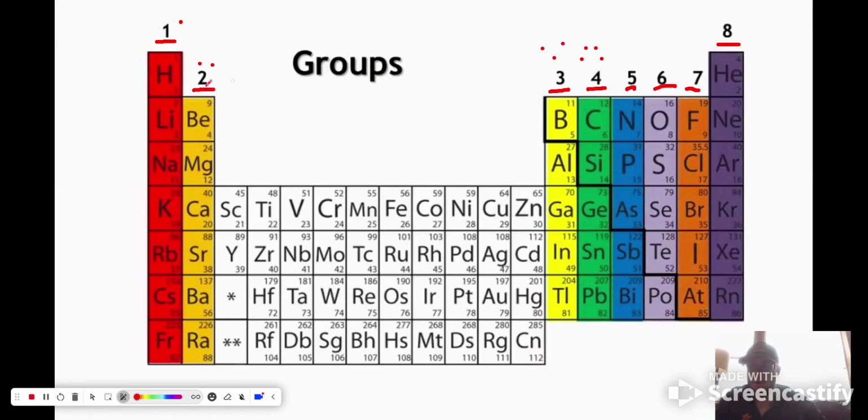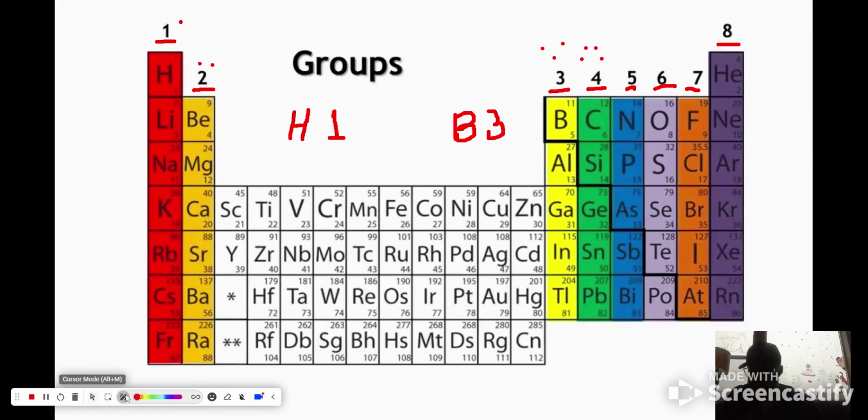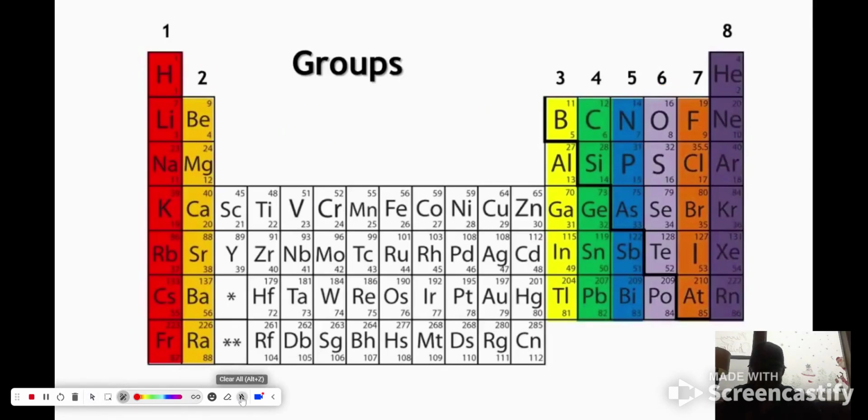So let's say I'm looking over here at hydrogen. I'm just going to draw hydrogen out real quick. Hydrogen is in group 1. That means it would only have 1 valence electron. If it's in group 3, so let's see, boron. Boron is in group 3, so that means boron would have 3 valence electrons. And it doesn't get any more difficult than that when determining the amount of valence electrons. We've got some time, so there's a couple that we can do on the next slide.